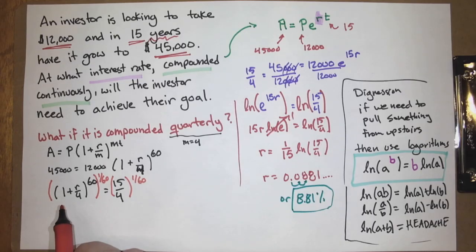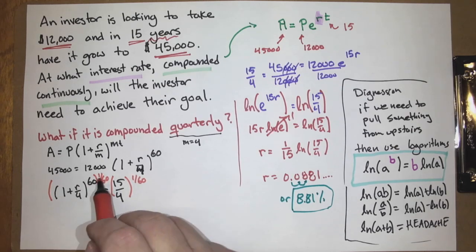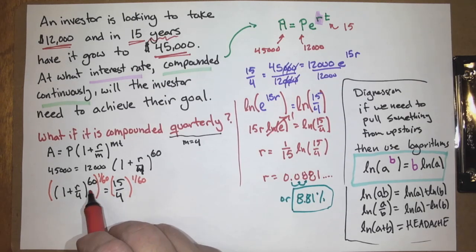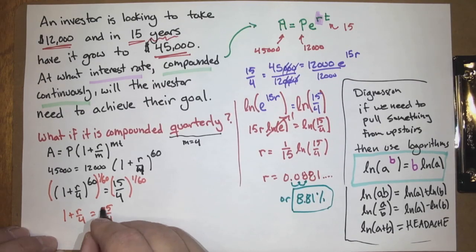Now, if I have something to a power to another power, what do I do with these two powers? What's the rule? They cancel, because you multiply them together. If I take x cubed to the 4th power, that's x to the 12. So if I take something to the 60, to the 1 over 60, well, 60 times 1 over 60 is 1. So now we have 1 plus r over 4 equals 15/4 to the 1 over 60.